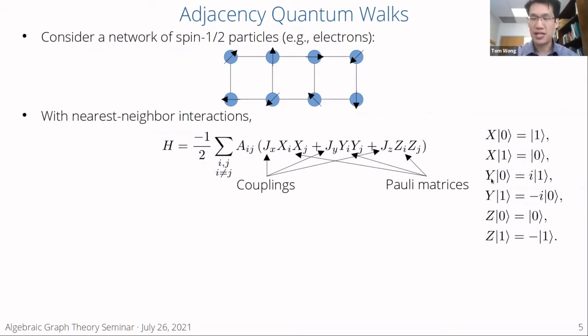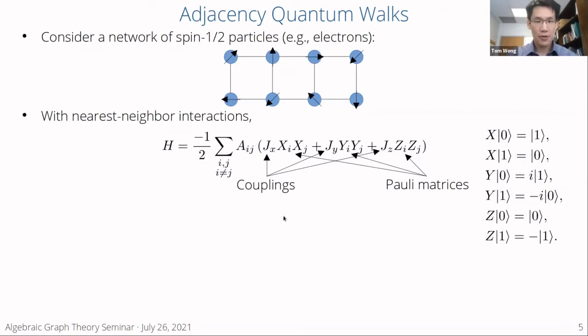Y is similar to the NOT gate, but it has a phase component to it. So Y turns 0 into 1 with a phase of i, and Y turns 1 into 0 with a phase of minus i. And Z is just a phase gate. 0 stays 0, but 1 gets a phase of minus 1. So these are just your Pauli matrices.